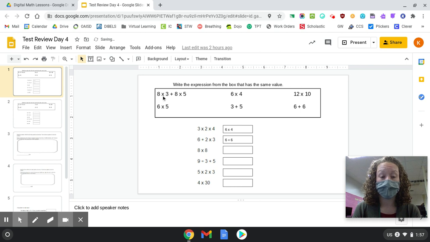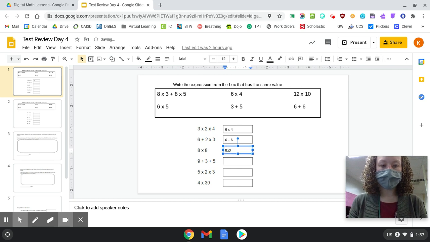8 times, so order of operations here, no parentheses. So I need to do all my times first. 8 times 3 is 24, and 8 times 5 is 40. So I have 24 plus 40, which makes 64. So I need to type that whole thing into my box here. 8 times 3 plus 8 times 5.